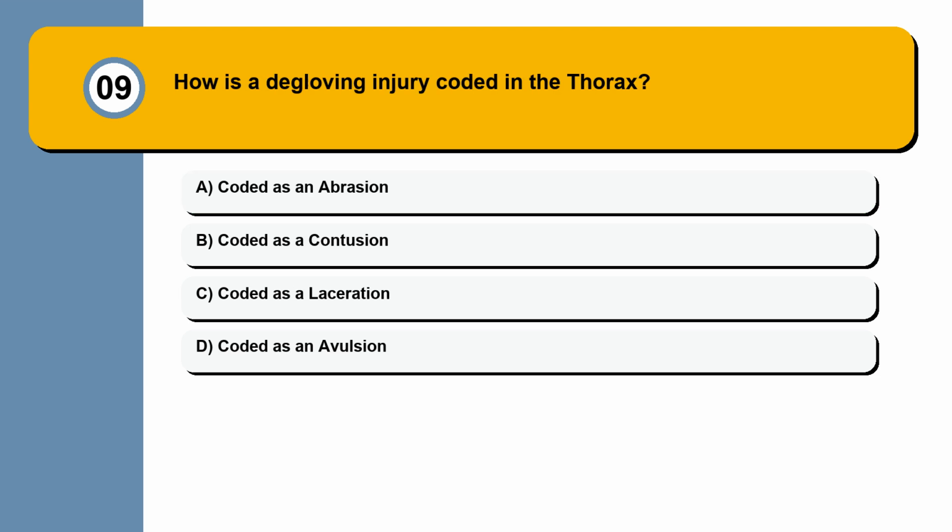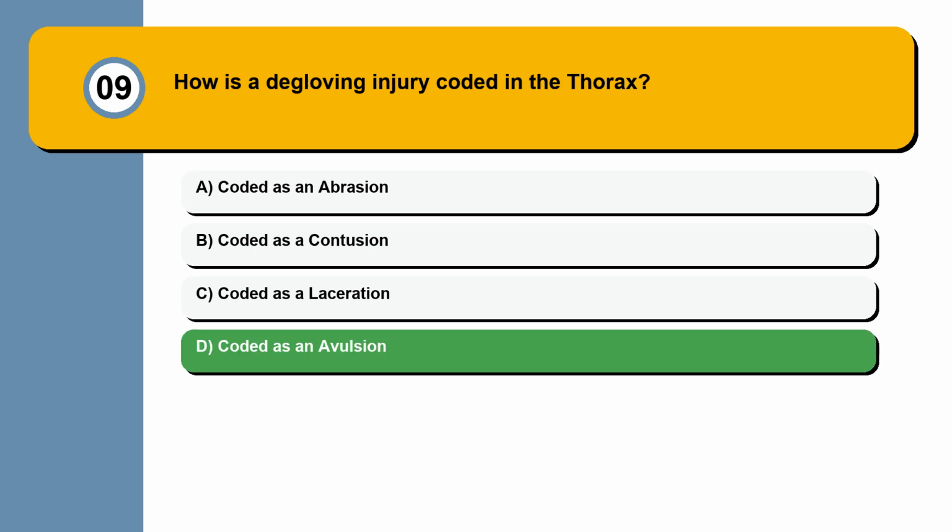Question 9. How is a degloving injury coded in the thorax? Coded as an abrasion, coded as a contusion, coded as a laceration, coded as an avulsion. Coded as an avulsion.